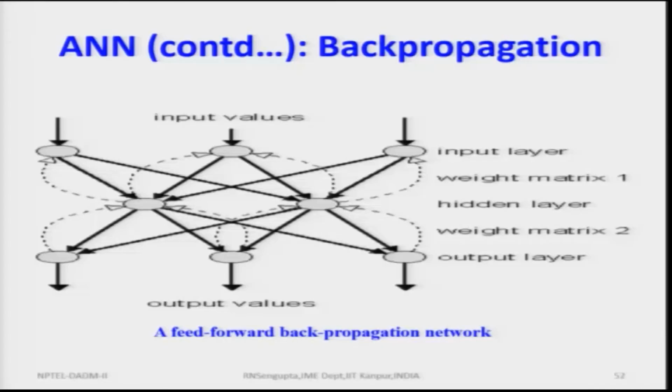Now, we come to backpropagation. Backpropagation means information flows back to fine-tune the prediction model. In the feed forward and backpropagation method, input variables are coming. This goes vertically down. Inputs are coming, these are the nodes at this level.